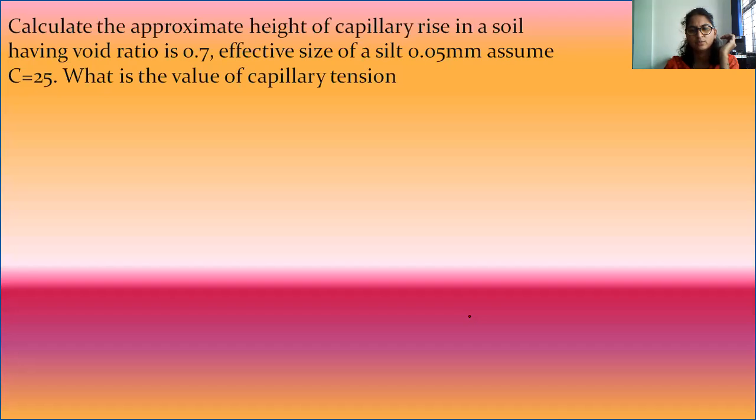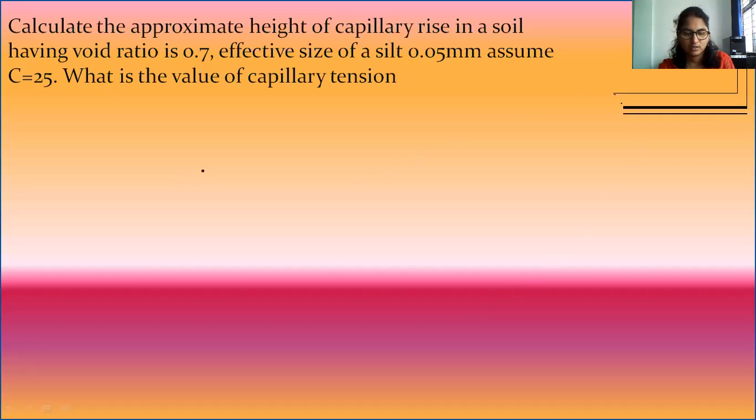Now, before going to any problem, first read the problem carefully. Calculate the approximate height of capillary rise in a soil having void ratio 0.7, effective size of silt 0.05 mm, assume C is equal to 25. What is the value of capillary tension?